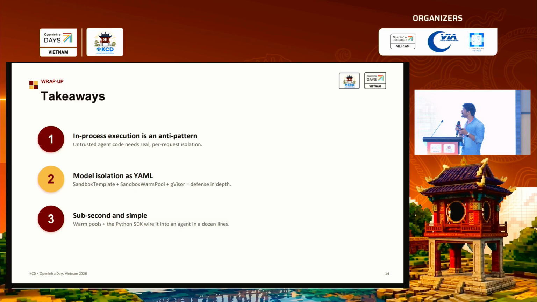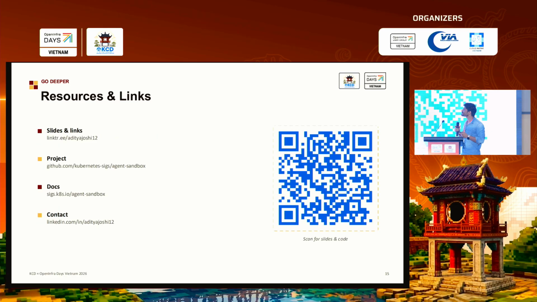Sandbox template, warm pool, and gVisor, you should use these, because this gives you a true defense in depth. With the help of the warm pool, you are always going to have sub-second latency, and it makes things quite easy for you, because you don't have to replenish the warm pool. It will be automatically taken care of by the agent sandbox controller.